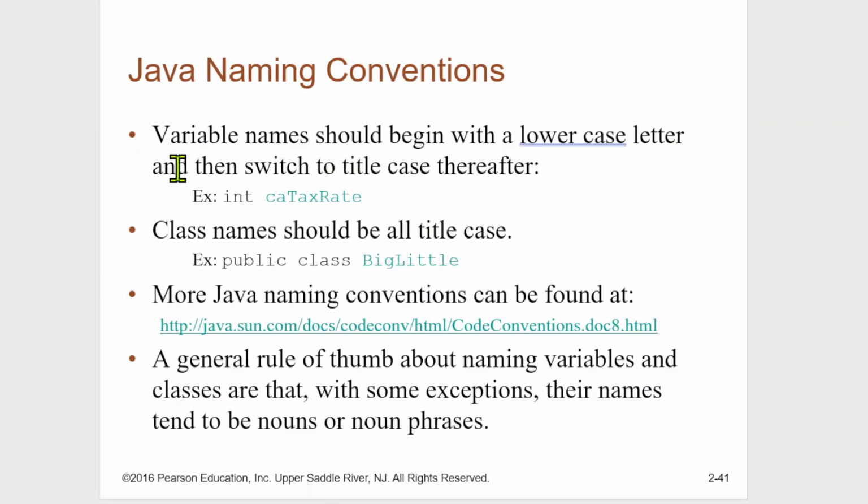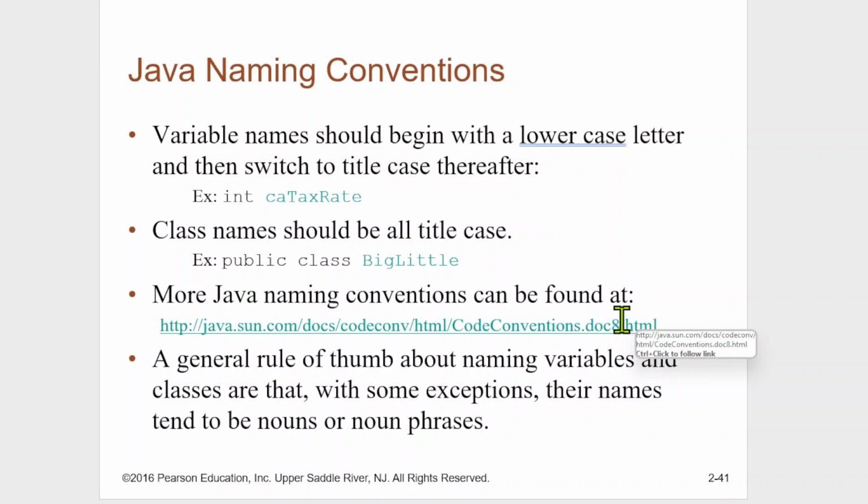Java naming convention. Java variable names should begin with a lowercase letter, then switch to title case after that. And that's what we call camel case. So you have lowercase, then each word in there is a capitalized word. Class names should all begin in title case with a capital letter.